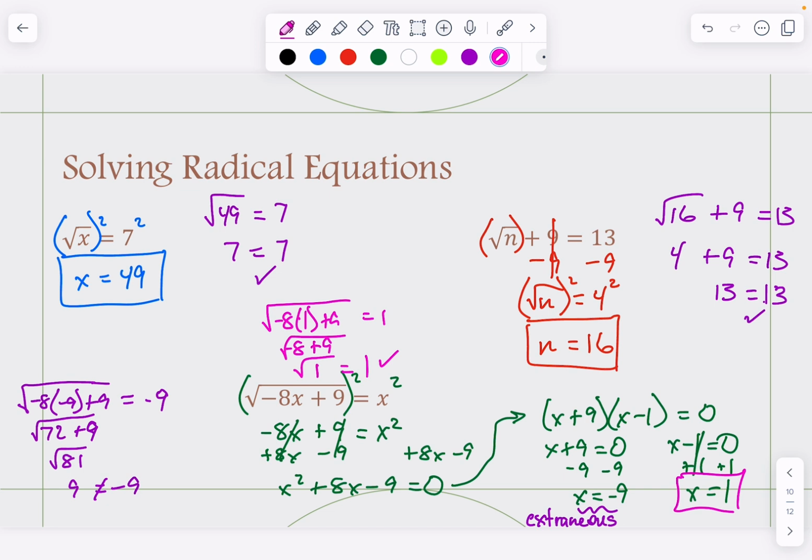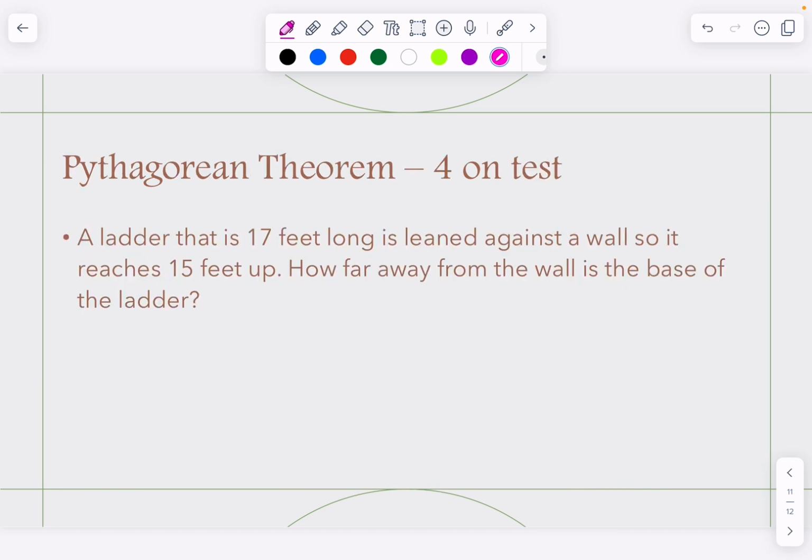And those are radical equations. There will be 5 of those on your test. Again, one of them you will have to factor and find 2 solutions. Last 2 sections. One is Pythagorean theorem, the other is distance formula, both of which are extremely similar.